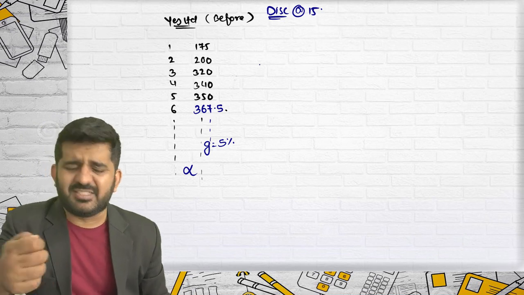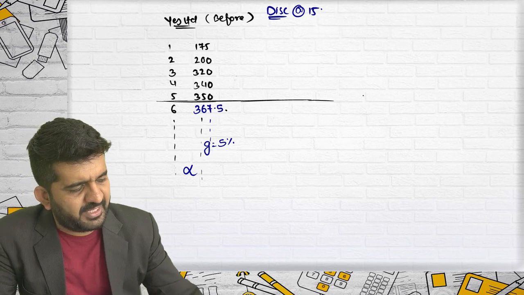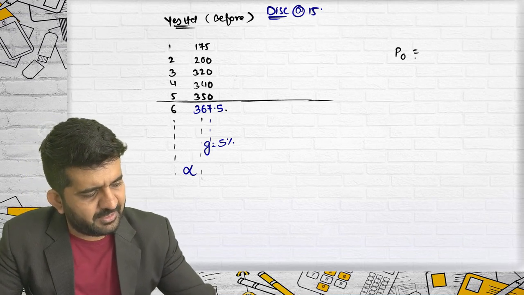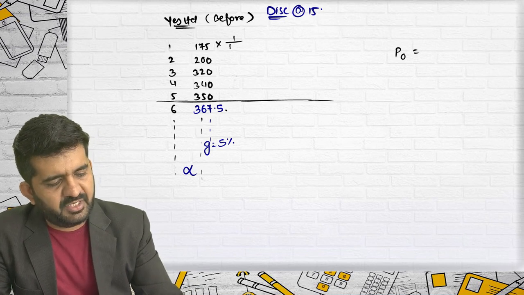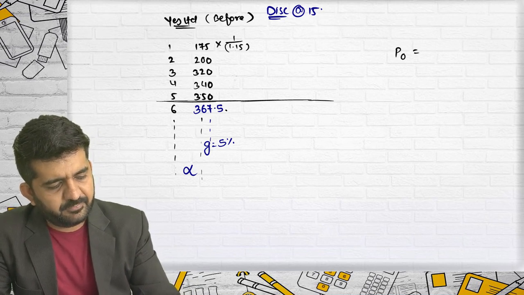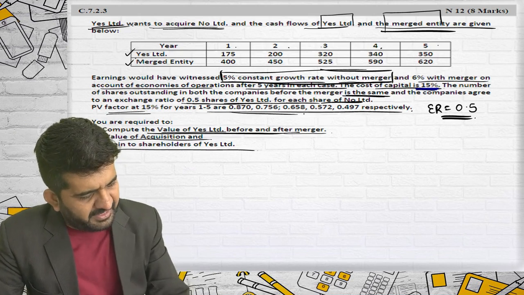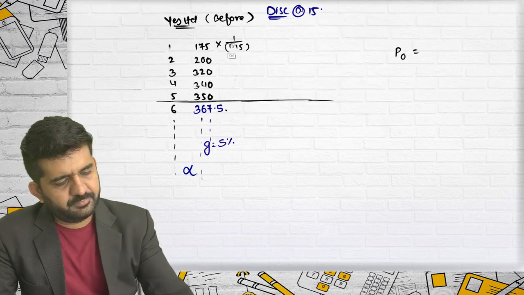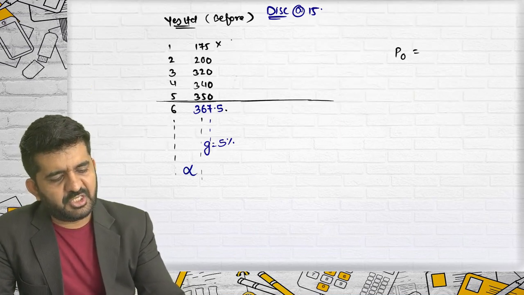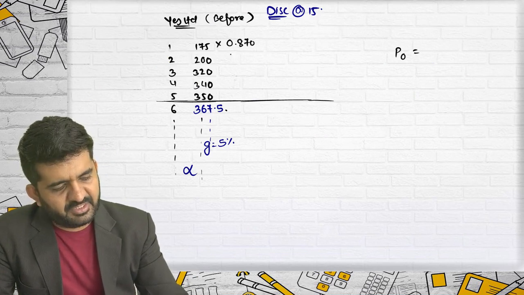How to do it is somewhat typical. I will first find out the present value, that is the value at the end of 0 year, for these 5 years. This will be 1 divided by 1.15. I think the present value factor they have given. Yes, let me use this factor this time. It is 0.870. If the factor is given, you can use it.